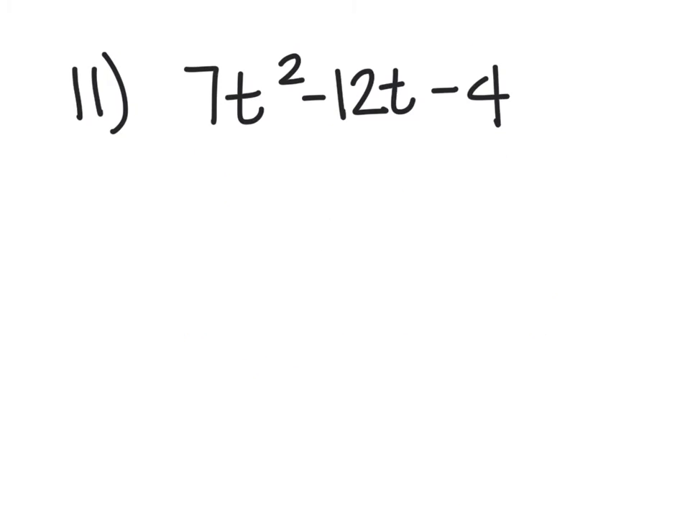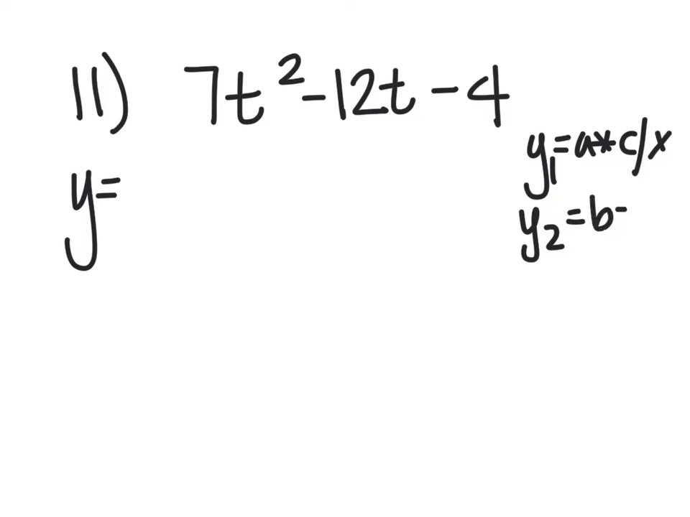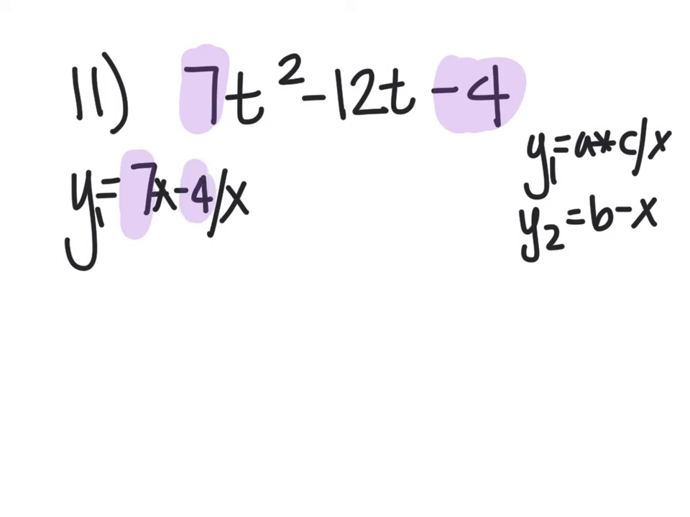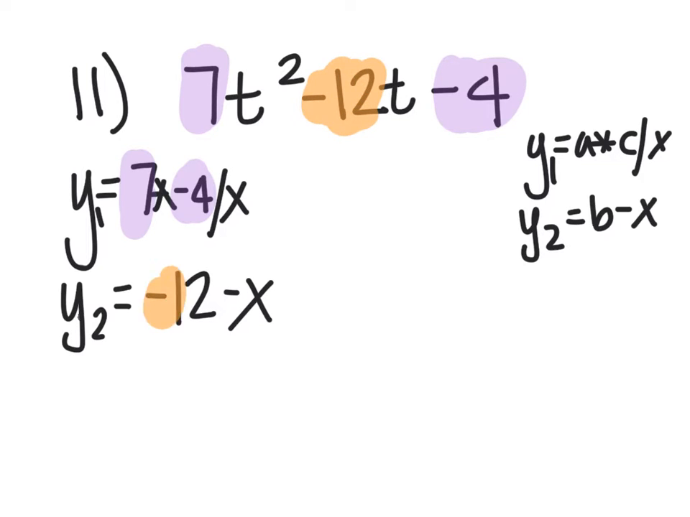So I'm going to do the same thing with problem 11. I'm going to tell you what I'm going to write in y equals. In y1, it is always a times c divided by x, and in y2, it is always b minus x. So y1 is going to be 7 times negative 4 divided by x, because a was 7 and, I'm sorry, c was negative 4. And then in y2, I'm going to put negative 12 minus x. I use negative 12 because b was negative 12. That's where this comes from.